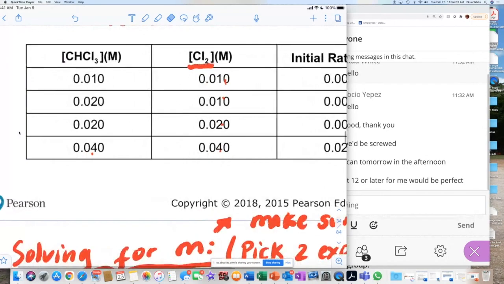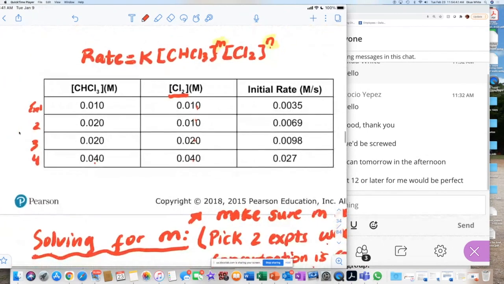So what do you all think? Let me label these experiments 1, 2, 3, 4. What experiments do you think I should pick where the concentration of Cl2 is the same? I have four experiments, and you read them across, right? I need to pick two experiments where the number in the concentration of Cl2 remains the same. Which one do you think I should pick? You can type in your answer. Anybody?